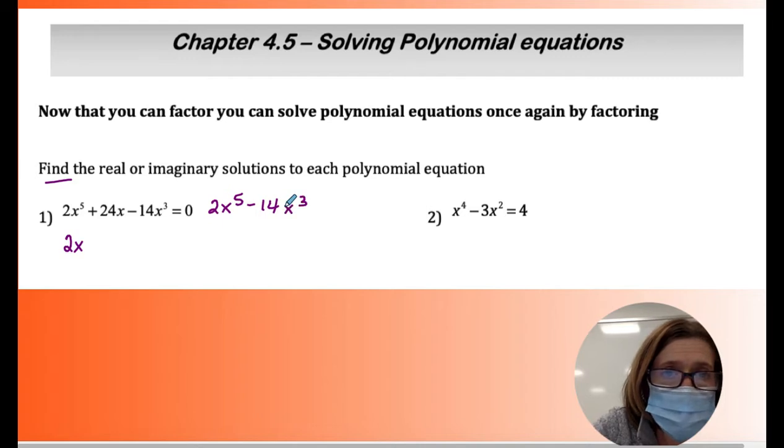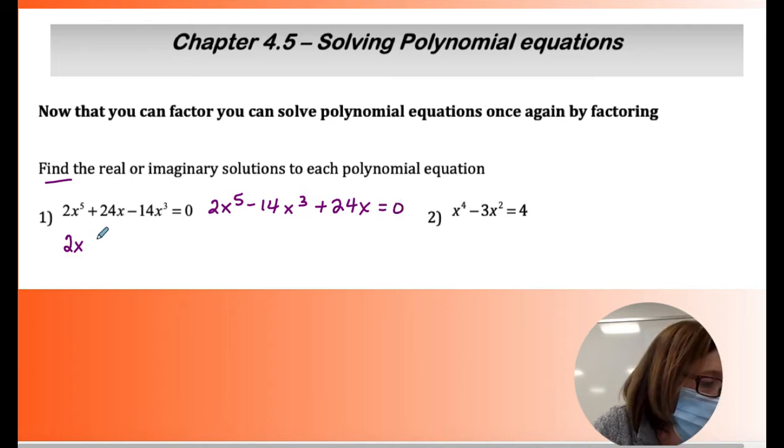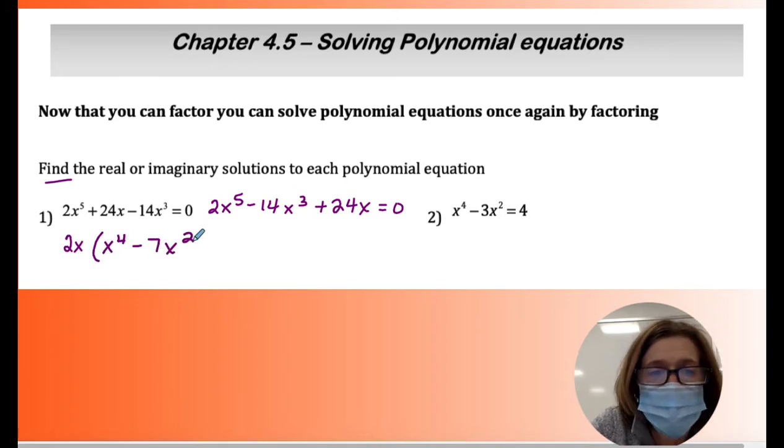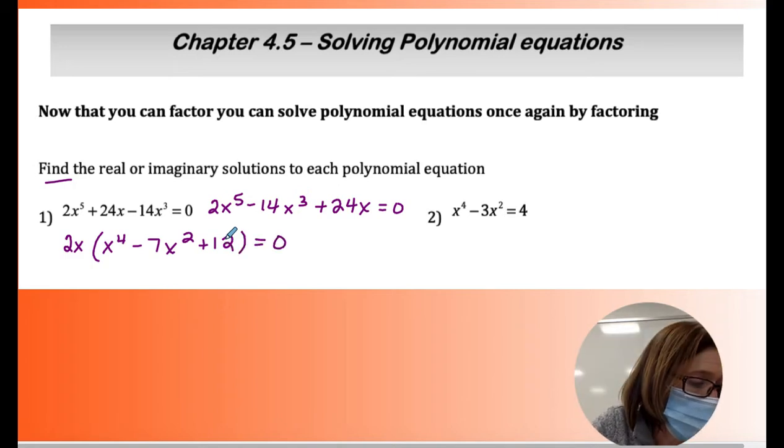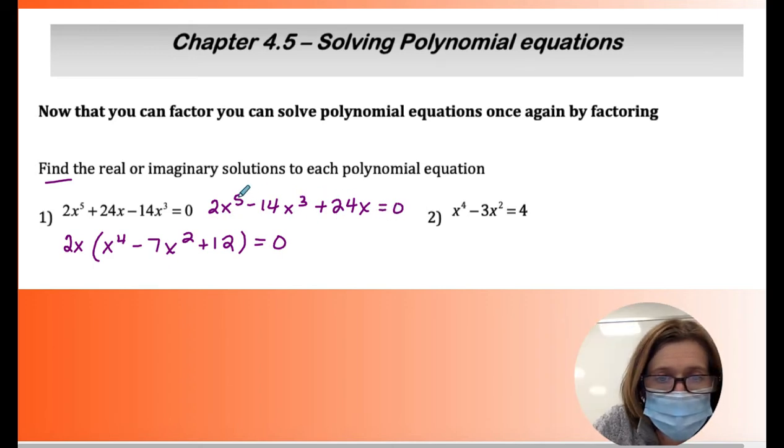So 2x to the 5th minus 14x cubed plus 24x. Okay, equals 0. There we go. All right, so now when I take out that 2x, I'm going to be left with x to the 4th minus 7x squared plus 12 equals 0.